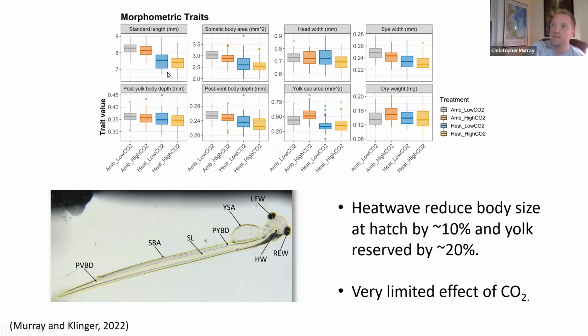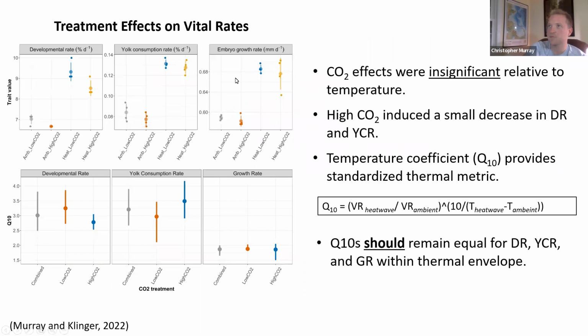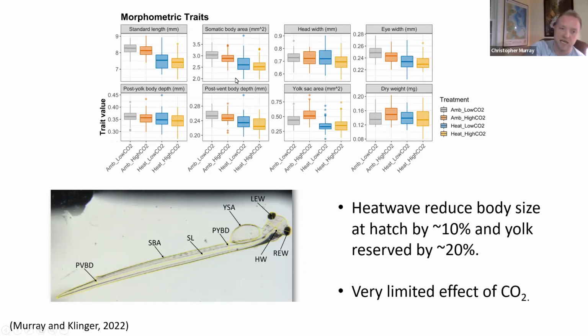But it kind of varied by the specific trait. So in terms of standard length and somatic body area, it turned out the same, but for some other key traits we didn't see the same response, particularly with respect to dry weight and yolk sac area, which I'll get to in a little bit.